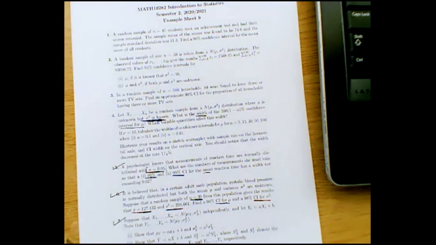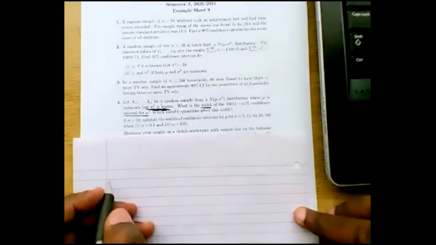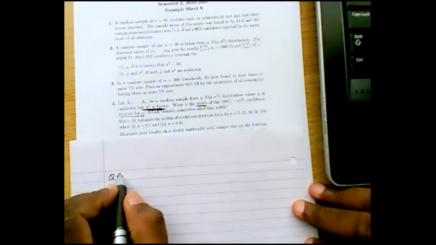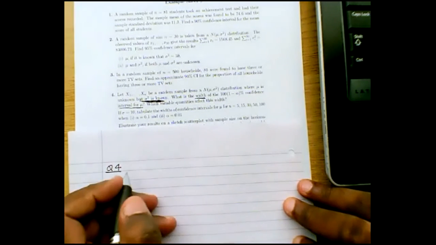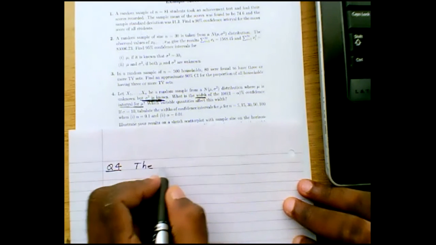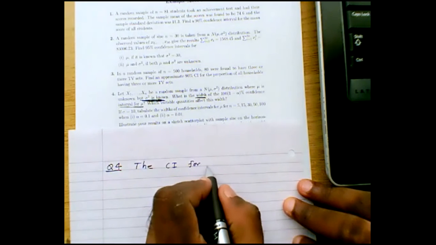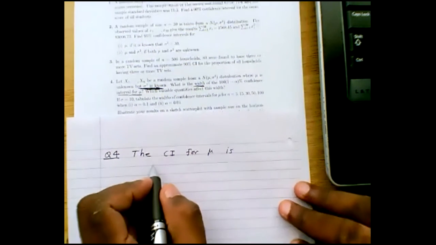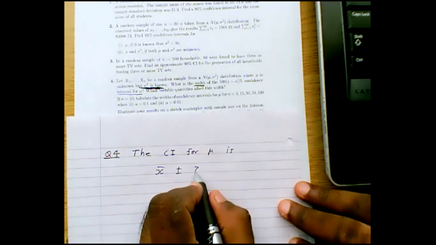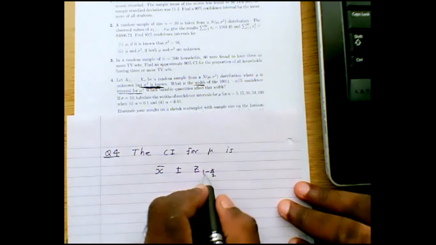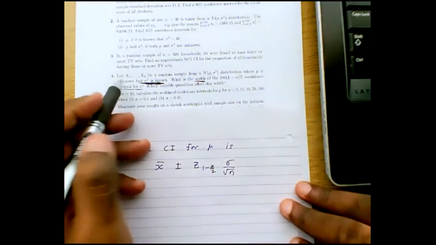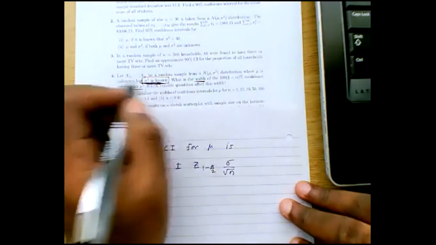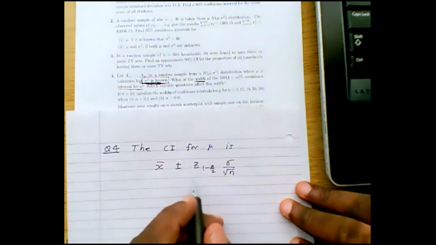So this is question 4. Now, once again, the confidence interval for mu is this one: x bar plus or minus. Remember, that's because we are assuming that sigma squared is known. So this is the confidence interval.